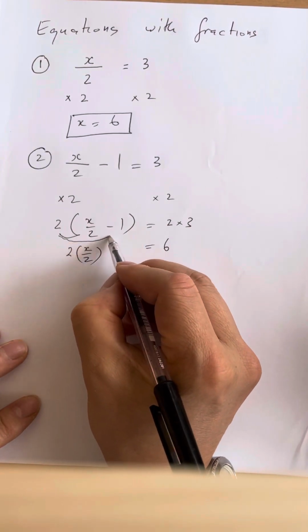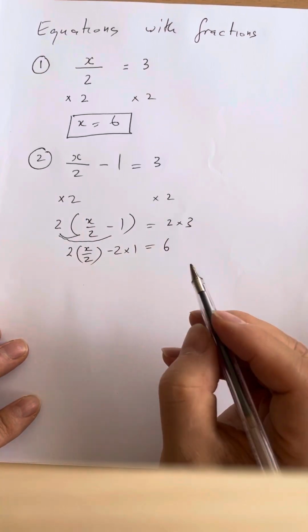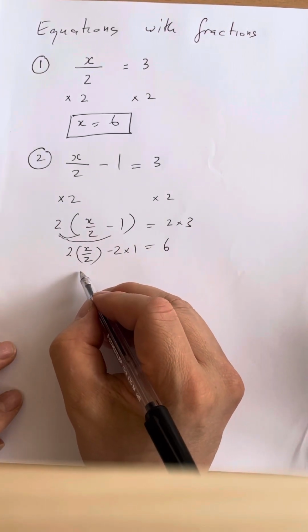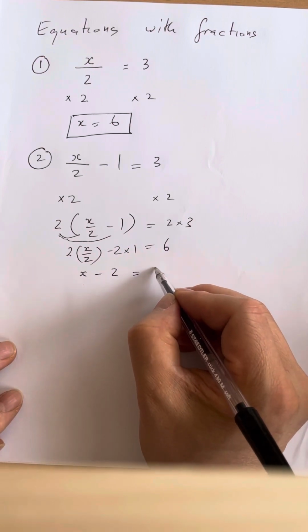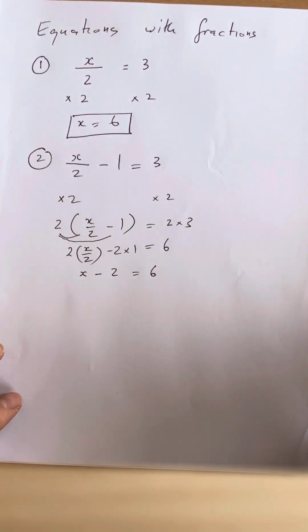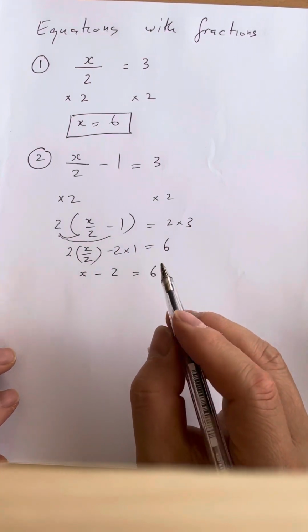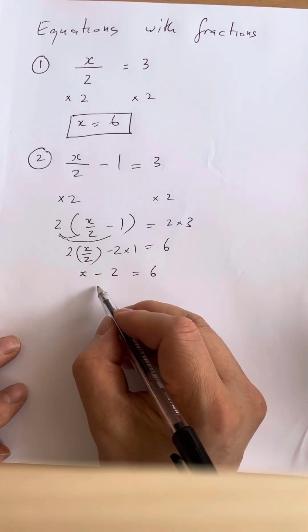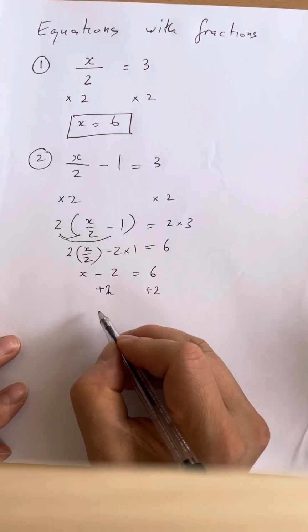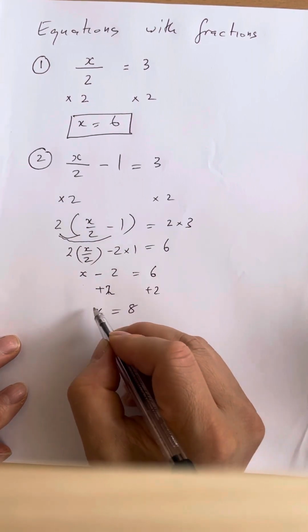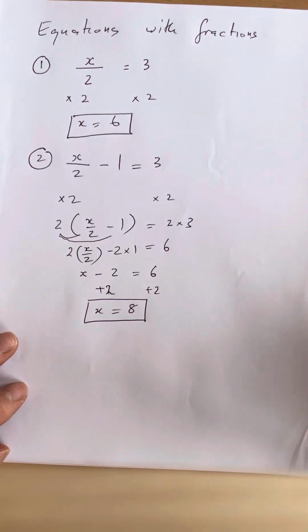And then you expand, basically. Minus 2 times 1. So 2 times x on 2, you get x. And 2 times 1, you get 2. And then that's what you end up with. You end up with a nice, straightforward equation. And then the inverse of minus is plus. And then you end up with x equals 8 in this case.